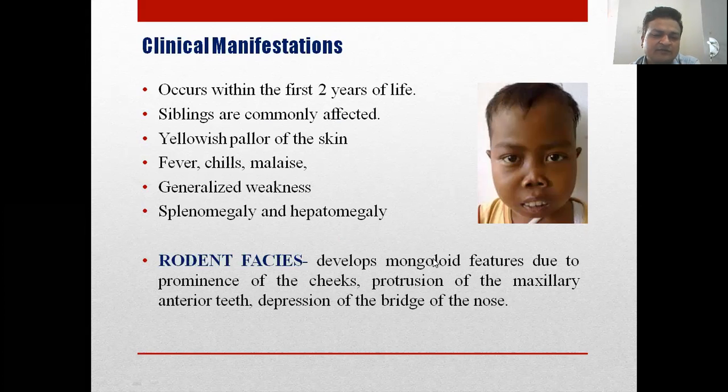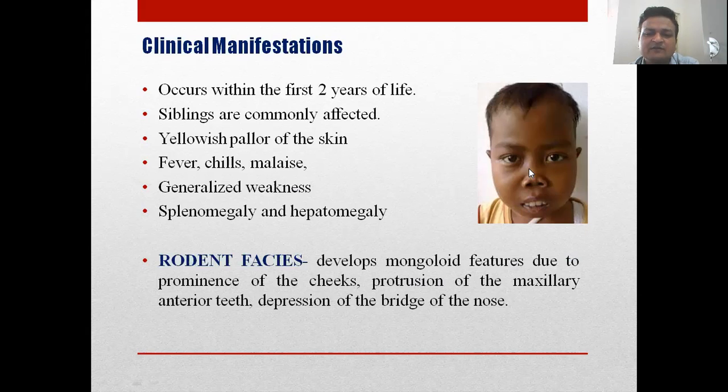Next, it develops mongoloid features due to the prominence of the cheeks. सपोज देखो, जैसा होता है ना चीक्स वगैरह, इसको रोडेंट फेसिस बोलते हैं, rodent facies. रोडेंट जानते होंगे ना, वैसे जो फेस होता है वैसे बनता है in thalassemia cases. Develops mongoloid features, mongoloid characteristics रहेगा due to prominence of the cheeks. चीक्स प्रोमिनेंट है. Protrusion of the maxilla, ये देखो maxillary protrusion है, anterior teeth protrusion है. Depression of the bridge of the nose.